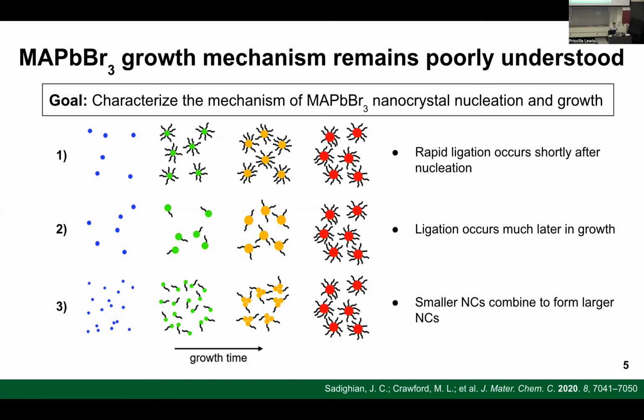In mechanism number 1, we see nucleation occur, and then rapidly after nucleation, our nanocrystals become well passivated by those organic ligands, and they stay that way throughout growth. In mechanism 2, nucleation occurs, but kind of the opposite happens, where our nanocrystals start poorly passivated, they stay poorly passivated until they reach a point called the surface ligation stage, where our nanocrystals become rapidly well passivated. And in mechanism 3, nucleation again occurs, and these nanocrystals also start out poorly passivated, but over time they aggregate to form larger, well-capped nanocrystals.